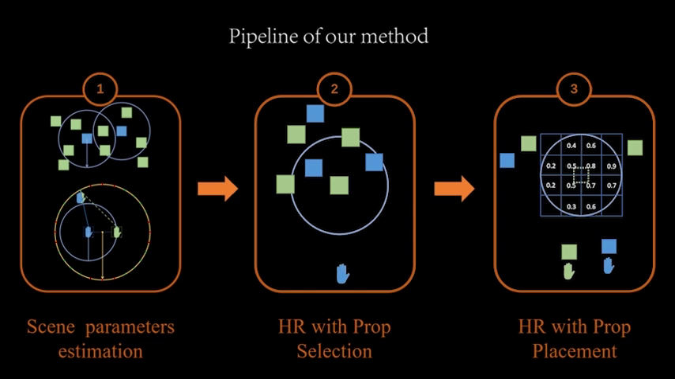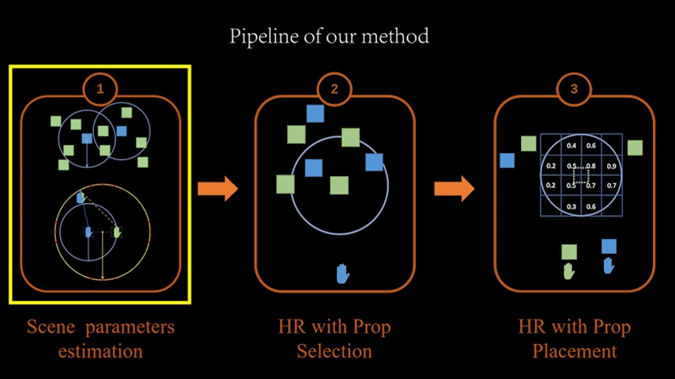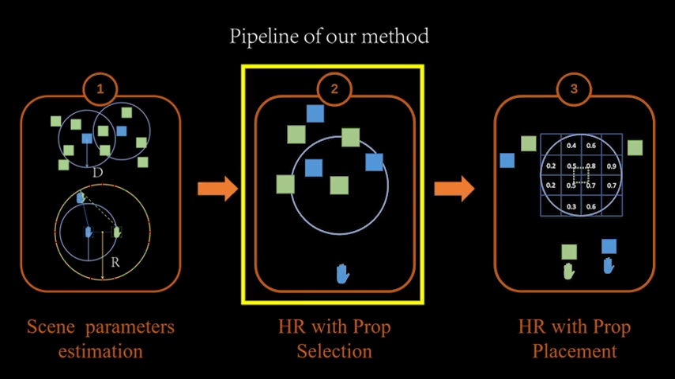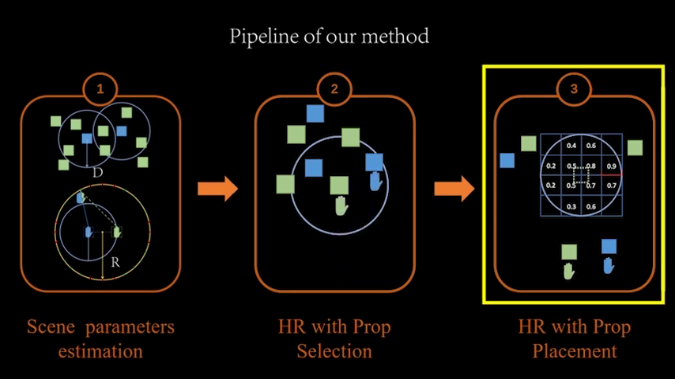Our method can provide passive haptics with multiple props in scenes containing moving objects. There are 3 steps in our method. First, we estimate the scene parameters, valid proxy distance and reset region radius. Second, we select the physical prop to move, and then haptic retargeting starts. Third, we select the prop placement location, and then haptic retargeting starts.